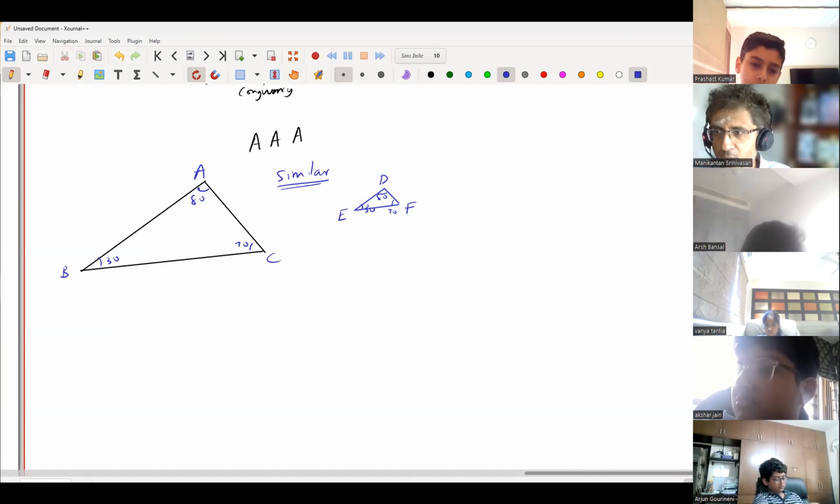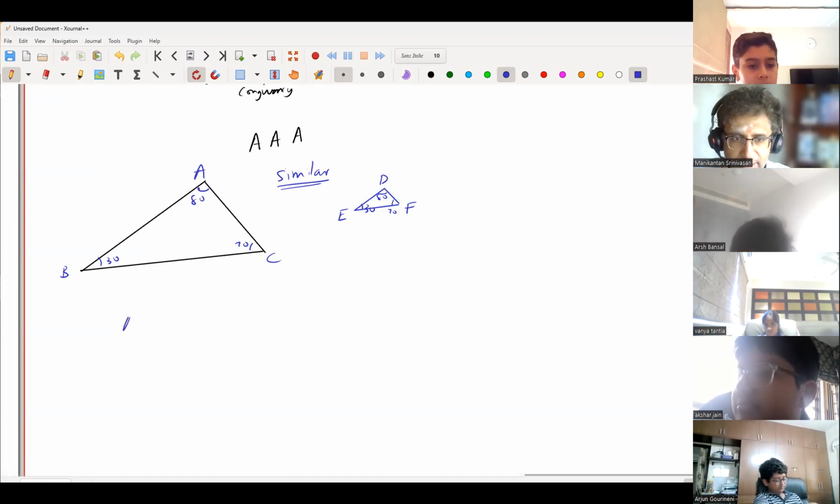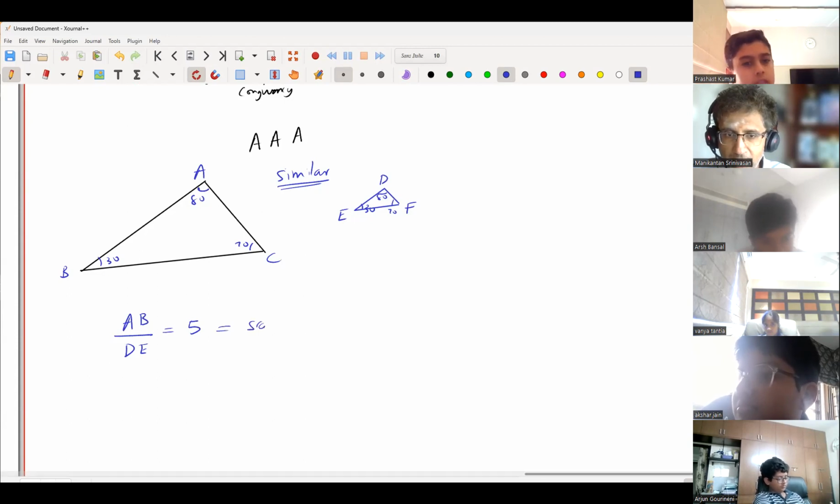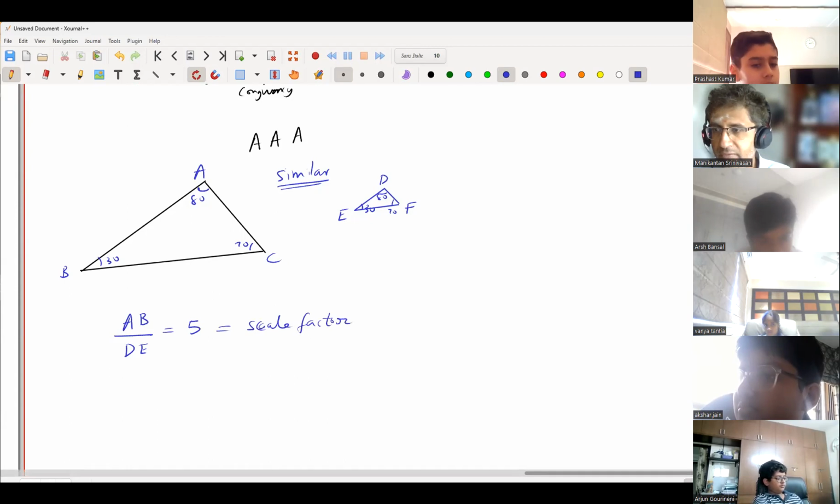Okay. Now, scale factor, you can go either way. Either you can say, what is the ratio between a side here and a corresponding side there? So I can say AB upon DE. For example, in this diagram, let's say AB upon DE is given to be, I don't know, 5. Which means the scale factor is 5. Or depending on which way you look at it, you can say the scale factor is 1/5, with smaller to bigger or bigger to smaller.